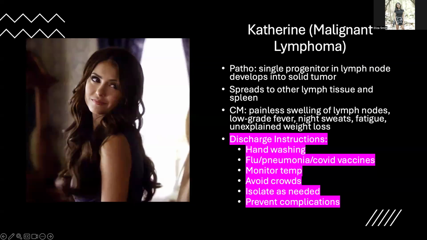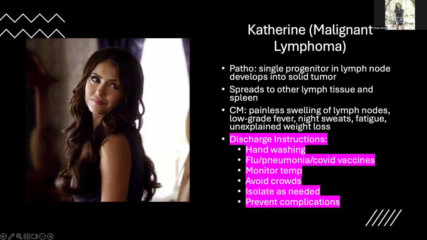Okay, our next disorder is malignant lymphoma, and this prototype is going to be Catherine. Now, why? Lymphoma is a type of cancer of the lymphatic system that can lead to swollen nodes, fatigue, and immune dysfunction. Now, Catherine is constantly on the run trying to survive despite her body failing her, especially in her final days as a human.